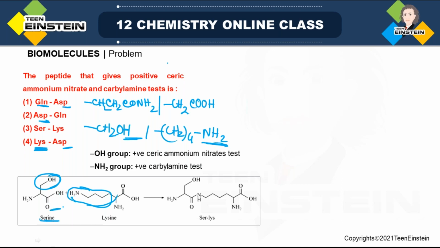Now, serine will be at the N terminal. So that means the CO2H group of serine is involved in the peptide bond. So see, this is the newly generated peptide bond, where on the left hand side we have serine, on the right hand side we have lysine. So lysine's CO2H is the C terminal, and this is the N terminal. Because of the presence of this OH group and NH2, this should give a positive carbylamine test as well as CAN test. Now if you are thinking that in GLN and ASP also, this NH2 is always present, right? But remember, even if you consider this NH2, which is present for option 1 as well as option 2, the problem is that OH is not present. That is possible only with serine. So that is why option 3 should be the correct option.